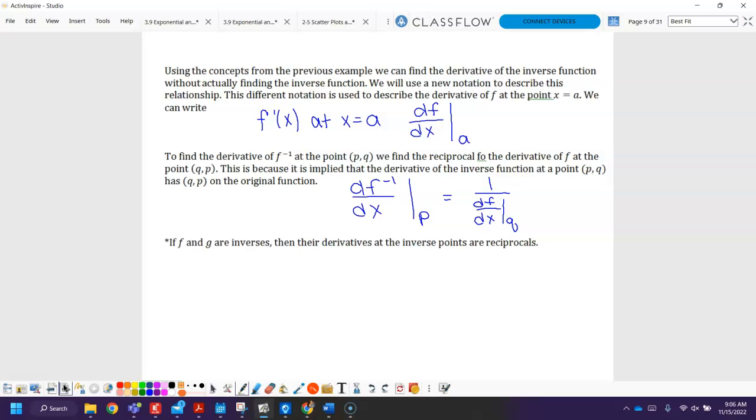That's what that formula is saying, just a different way of writing it. And I think sometimes that way is helpful. So f and g are considered inverses if their points are all reciprocals.